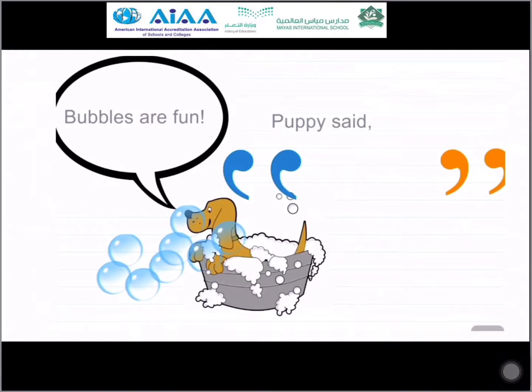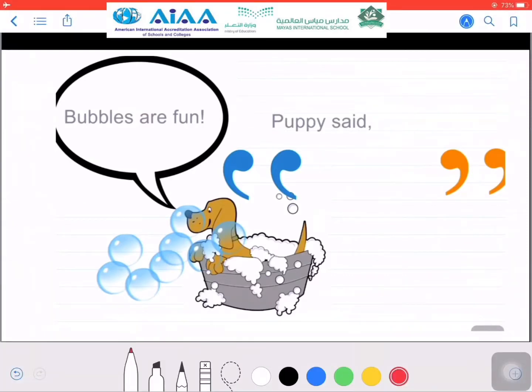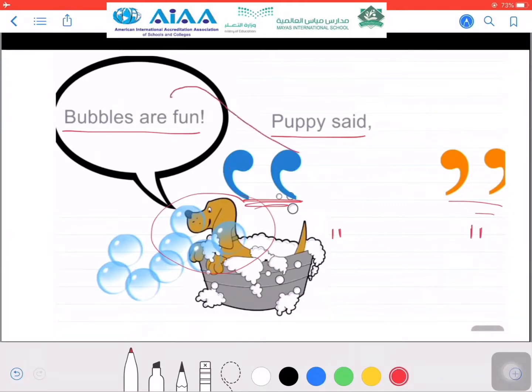Let's see the next example. Here, can you see the dog Puppy? What is he saying? He's saying that bubbles are fun. Bubbles are fun! This is an exclamatory sentence. So here we said Puppy said, and here we have the quotation marks, two at the beginning and two at the end, right? So we take the sentence as it is and put it inside the quotation marks, okay?